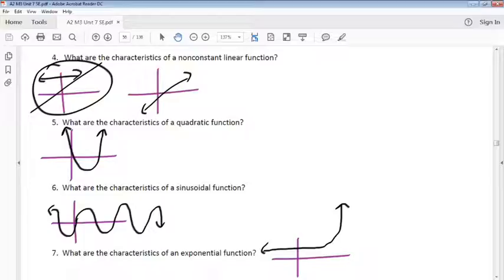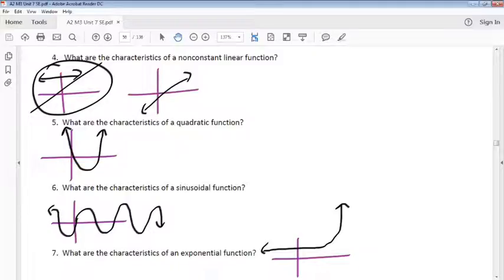Okay, with your group right now, I want you guys to talk about the different characteristics of these functions. I gave you guys a picture to help you think of the different characteristics about these functions that make them different from each other. So go ahead, talk to each other.